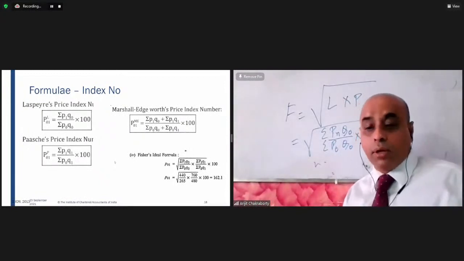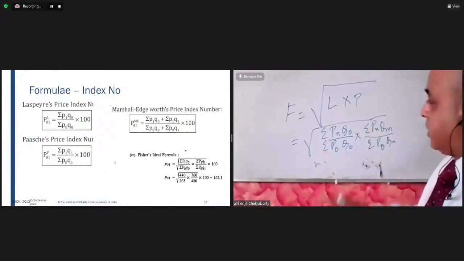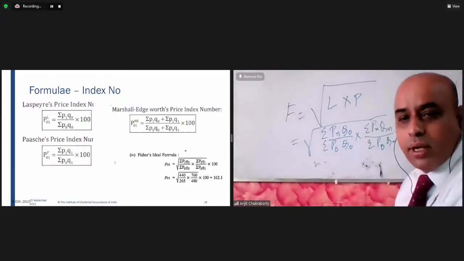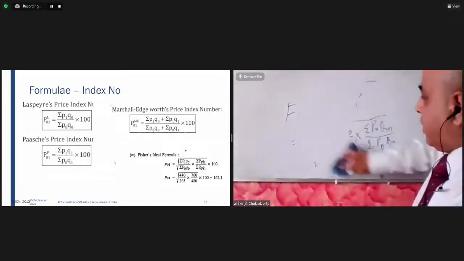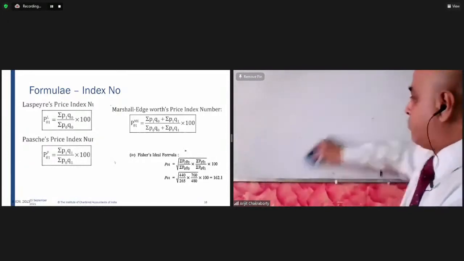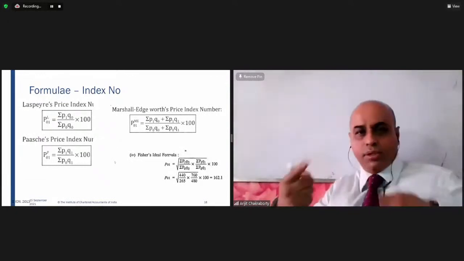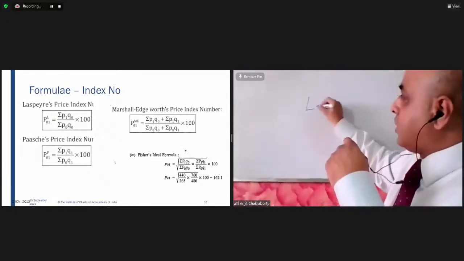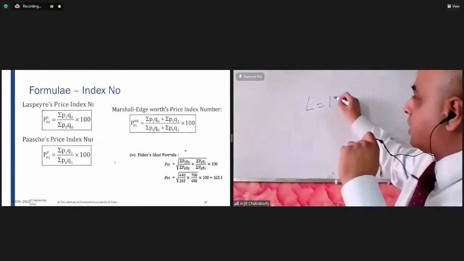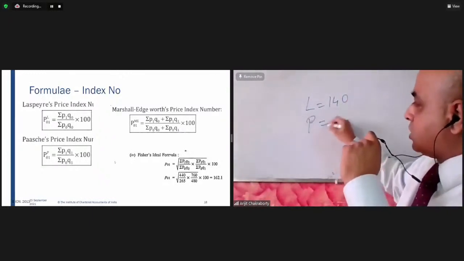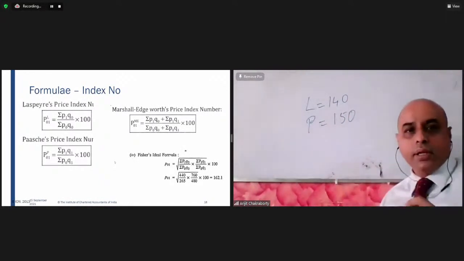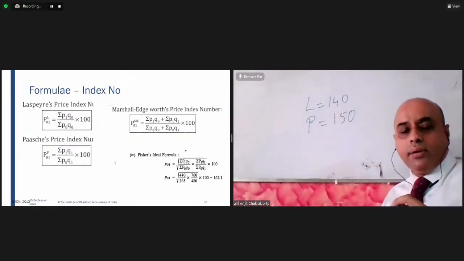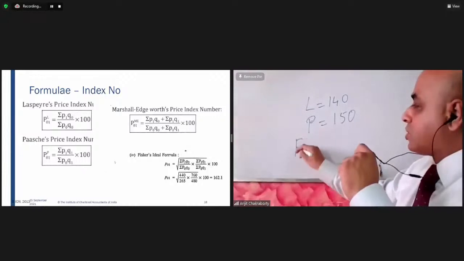Once you have both of them, say you are already furnished with two important pieces of information. This is a very similar question which came in the exam. It is given that the last period's index is 140 and the past year's index is 150. Say, let's take 150. Now, what will be the Fisher's index?